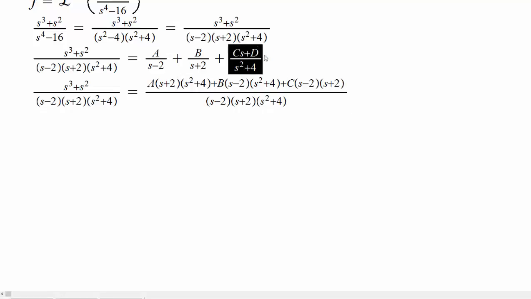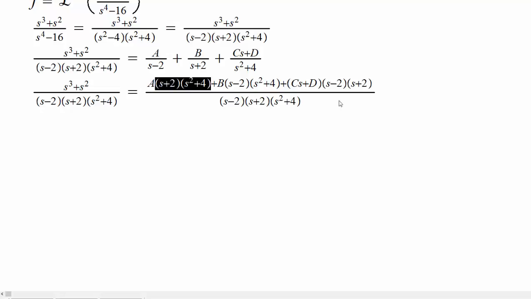Actually not C, rather we should have had Cs plus D. I'm still emotionally recovering from that malfunction. Okay, so we got this right. Now we can go ahead and see what these all are.